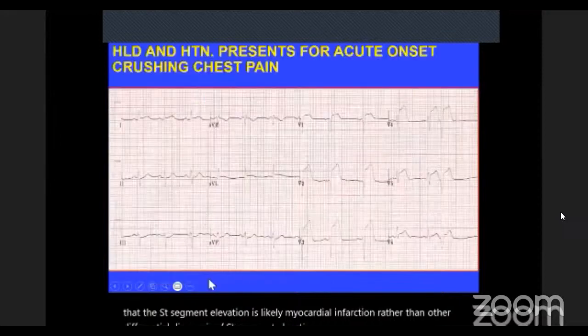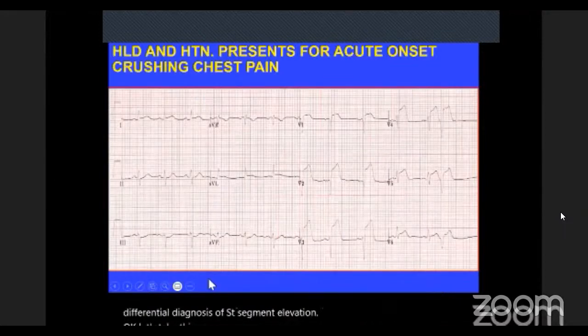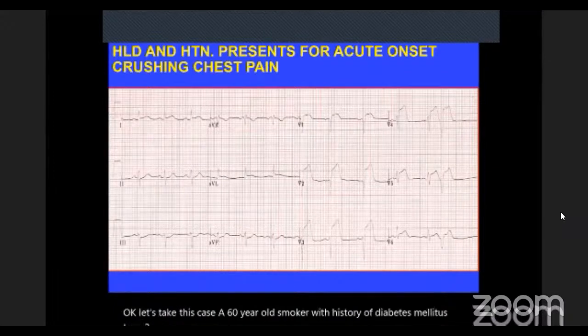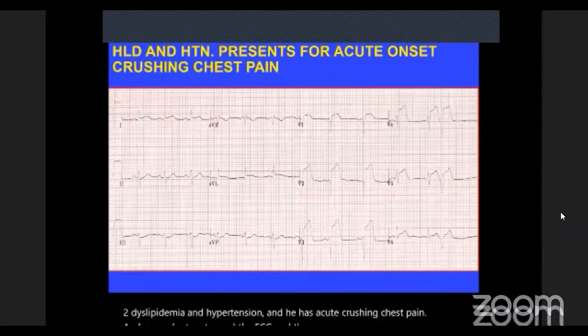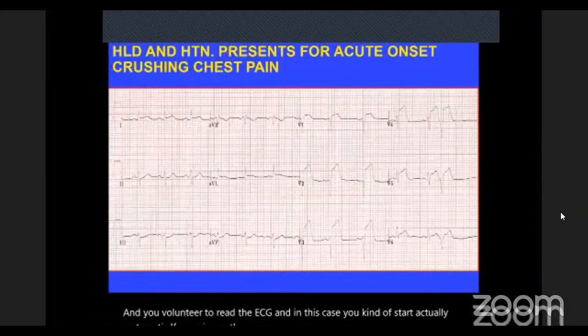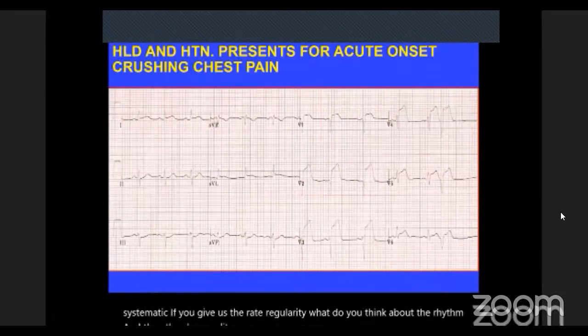Okay, let's take this case, a 60-year-old smoker with a history of diabetes mellitus type 2, dyslipidemia and hypertension. He has acute crushing chest pain. I volunteer to read the ECG, and in this case, you can start actually systematically. If you give us the rate, regularity, what you think about the rhythm, and then the abnormality that you see.